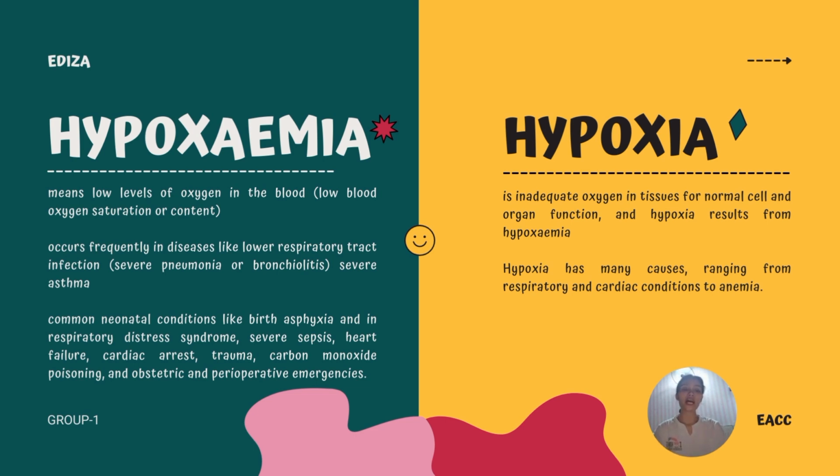Tapos po, next is the hypoxia. Is inadequate oxygen in tissue for normal cells and organ function, and results from hypoxemia. Magkaconnect po sila. Kapag po meron ka ng hypoxemia, susunod po is hypoxia. Bali po, yung hypoxia is parang ito na po yung susunod kapag nagkaroon ka ng hypoxemia. Hypoxia has many causes, from respiratory and cardiac conditions to anemia.